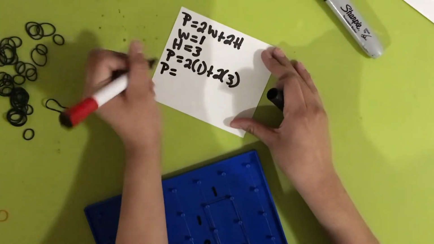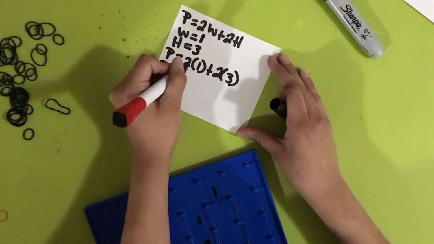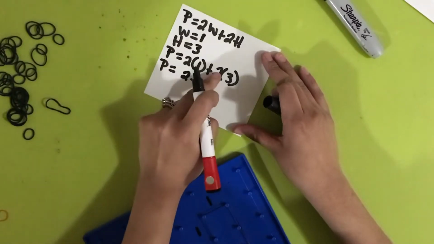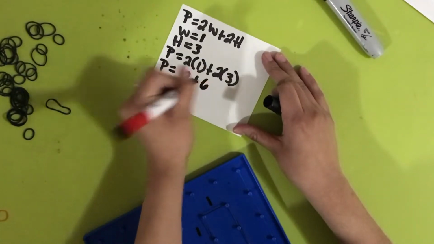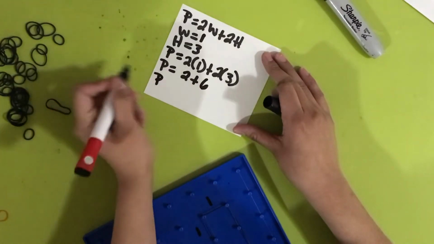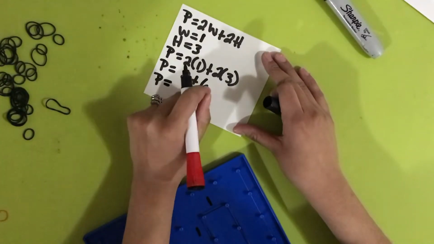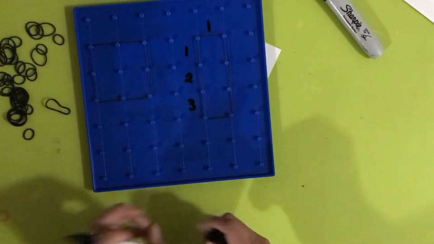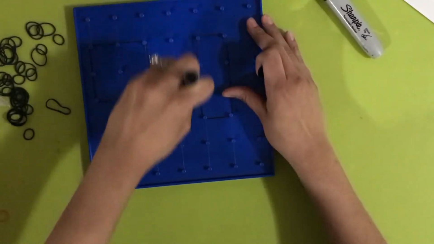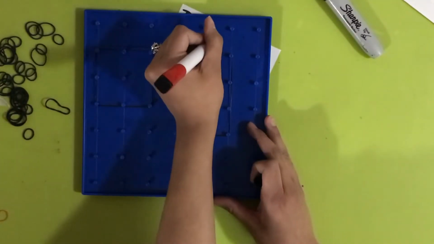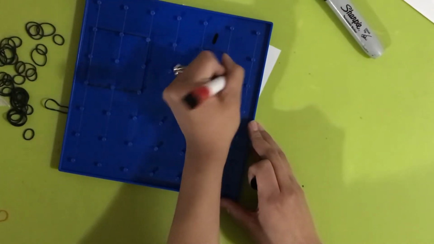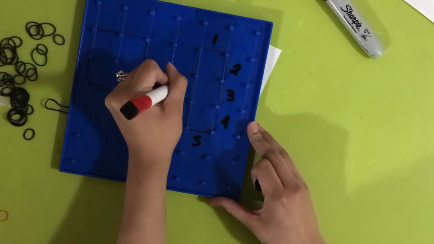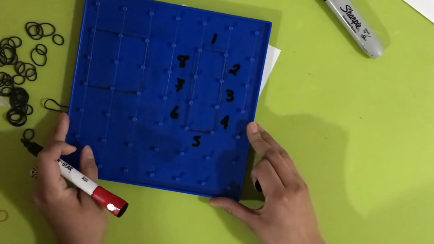Order of operations, we know that multiplication must come first. So 1 times 2 is 2, and 2 times 3 is 6. Now we can add. 2 plus 6 is 8. So our perimeter is 8. Again, we can simply count our spaces on our geoboard. 1, 2, 3, 4, 5, 6, 7, and 8.